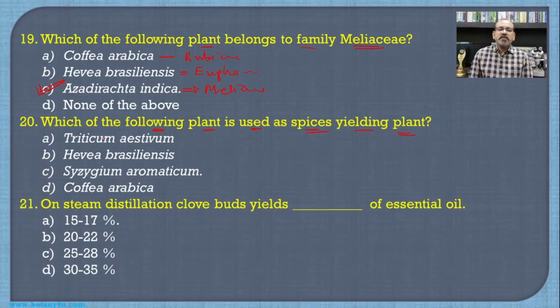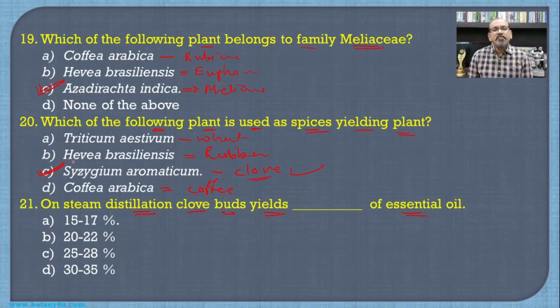Earlier we have seen that Syzygium aromaticum is the clove plant, which is the spice, while Triticum is wheat, Hevea brasiliensis is a rubber plant, and Coffea arabica is a coffee plant. So out of that, the spice-yielding plant is nothing but the clove, and hence our answer becomes Syzygium aromaticum. On steam distillation, the clove buds yield an essential oil.